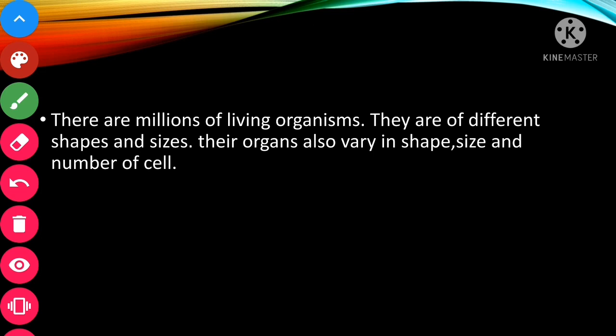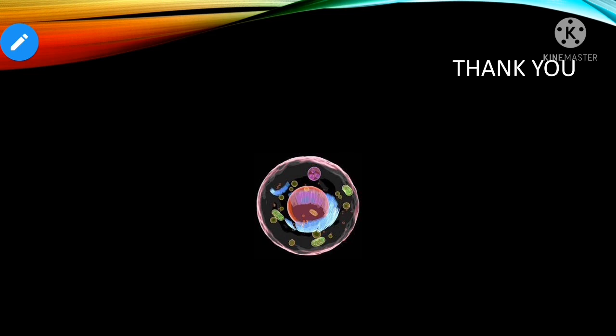Okay, so let's conclude this topic. There are millions of organisms. They are of different shapes and sizes. Their organs also vary in shape, size and number of cells. We can't imagine the millions of organisms in our surroundings or in our world. But all this difference, all these living organisms, are made up of the fundamental unit called the cell. Okay, so today we learned about the cell, the basic thing.